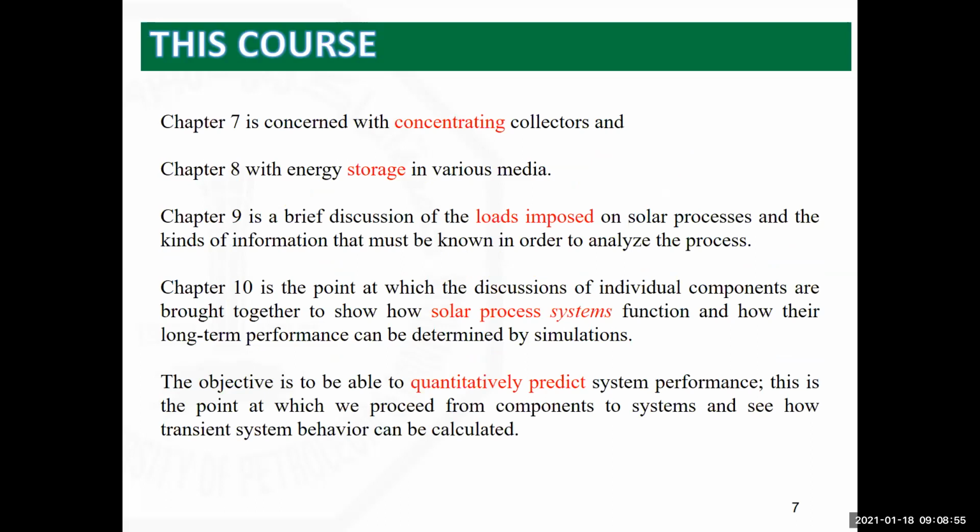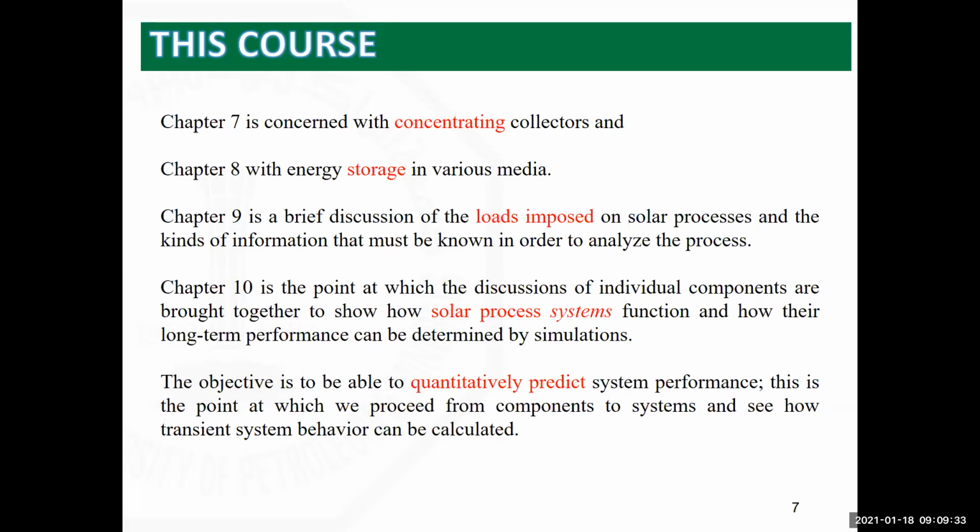Then moving one step forward from the flat plate collector to the concentrating collectors. The concentrating collectors could be the evacuated tube collectors, the parabolic trough, or the paraboloid, which is called the solar dish. These are the types of collectors that are used for high temperature, high energy needs. Energy storage is considered in chapter 8. Chapter 9 is talking about the loads imposed by solar processes and the information needed to analyze these processes.